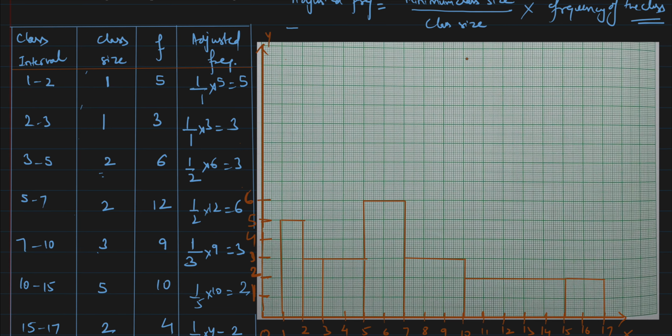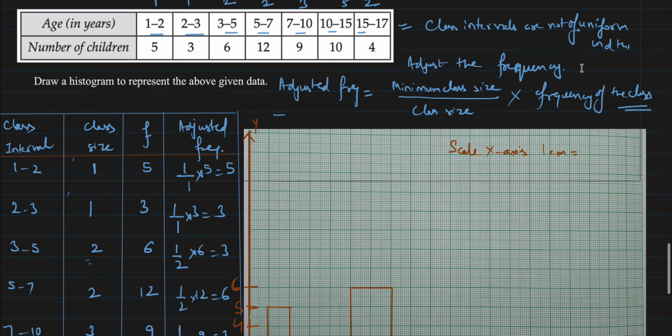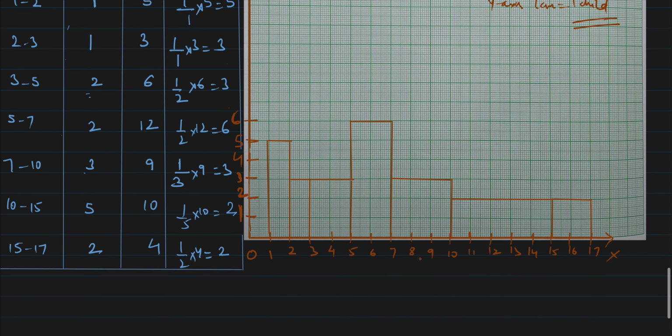Let's just write the scales. Now scale: X-axis 1 centimeter equals 1 year only, not age group, yeah? And y-axis 1 centimeter equals 1 child. Okay, so that was the scale, and here it is age in years, and on this side it is the number of children. Okay students, so I hope this is clear.